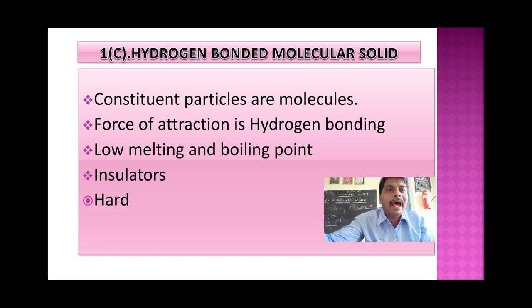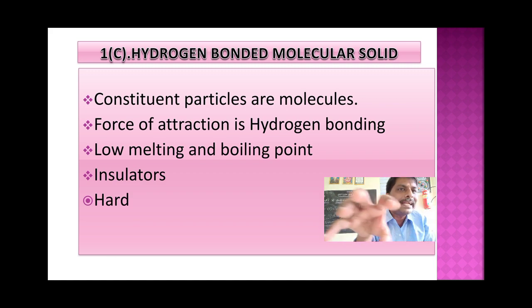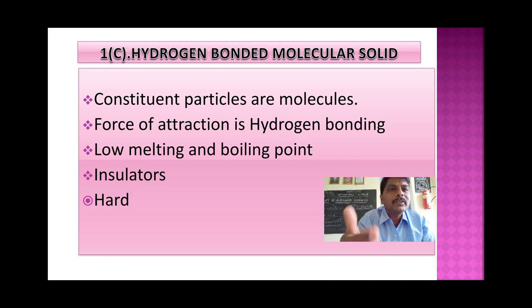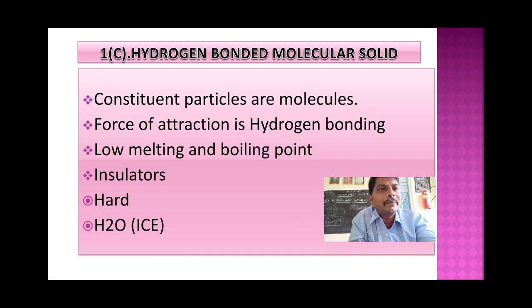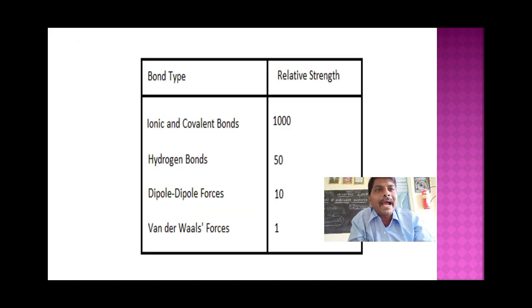That means non-polar molecular solid, polar molecular solid, hydrogen bonded molecular solid. In these three types of molecular solids, which one is harder? Hydrogen bonded molecular solid is harder because this force is a little bit strong. Example is ice. Already I told you dry ice is a non-polar solid, ice is a hydrogen bonded molecular solid.